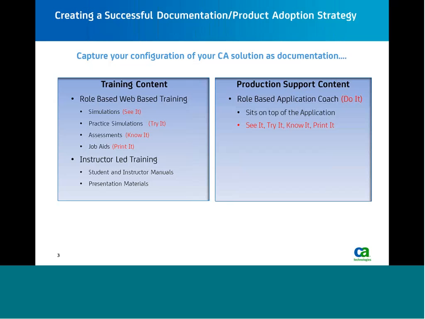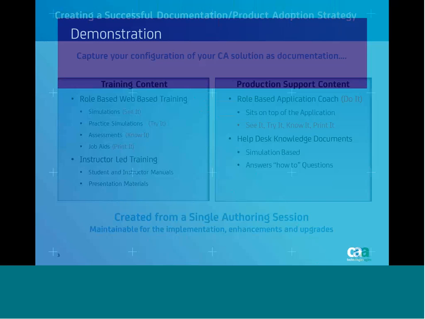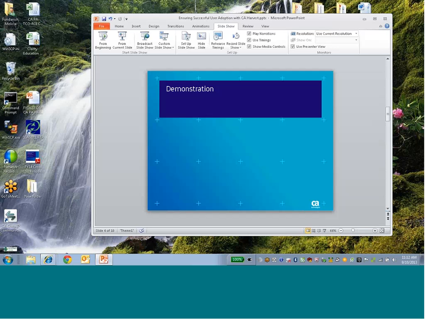Now, if you want to make available the training there, you can. So the see it, the try it, the know it, and the print it modes can all show up when they bring that up. So they can take any just-in-time training that they need to. And then, of course, there are knowledge documents that you can publish and give to your help desk if you have to give your help desk knowledge documents for their knowledge repository. And again, all of these different outputs are created from one single authoring session. So I create or capture or author my content once, and then I publish it any of these ways that I need it. So it's maintainable not only for the initial implementation, but any time I get to enhancements or upgrades.